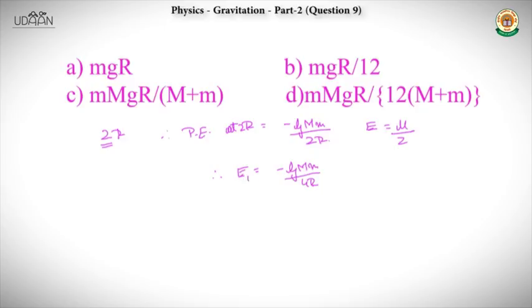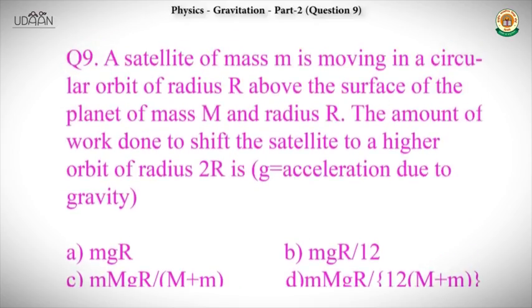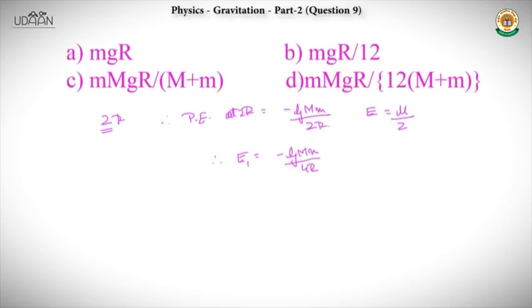After this, they have given us in the question that the amount of work done to shift the satellite to a higher orbit of radius 2R. That is, the distance from the center would be 3R. So we'll find the potential energy again. This will come out to be minus GMm upon 3R. The energy would come out to be minus GMm upon 6R. So this is equivalent to E2 and this is equivalent to E1.